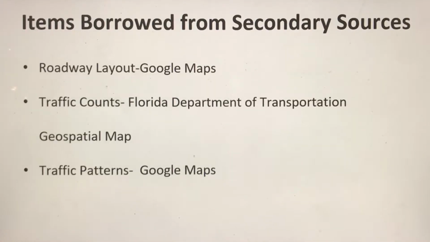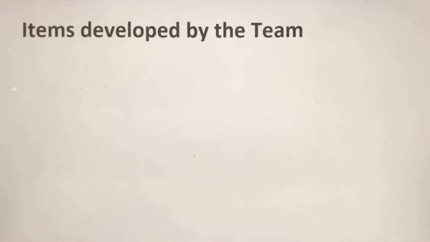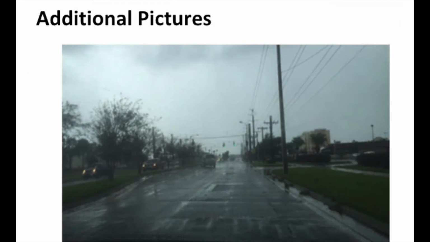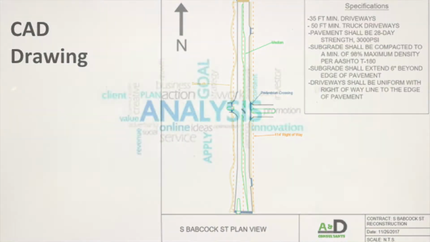The items borrowed from secondary sources are roadway layouts from Google Maps, traffic counts from the Florida Department of Transportation's geospatial map, and traffic patterns from Google Maps. The items developed by the team include the infrastructure conditions, additional pictures, and CAD drawings.